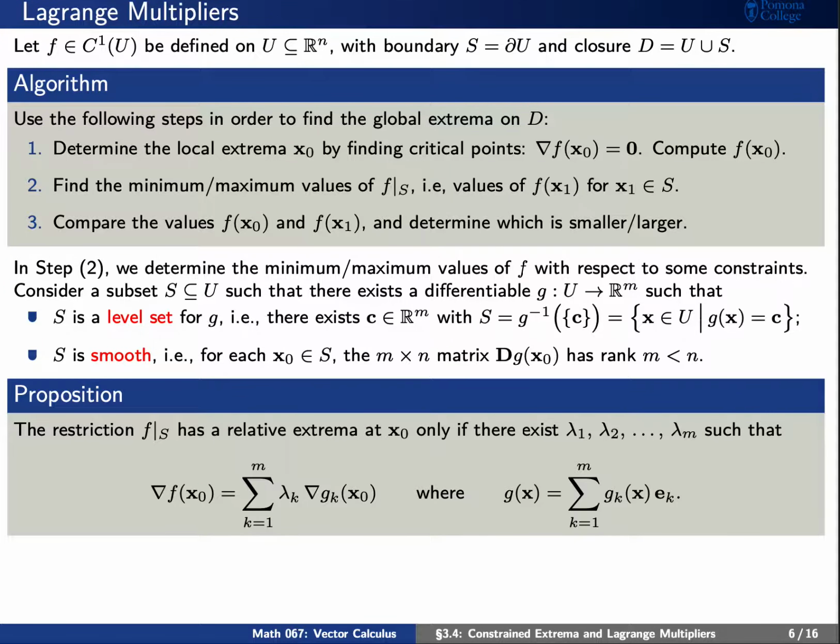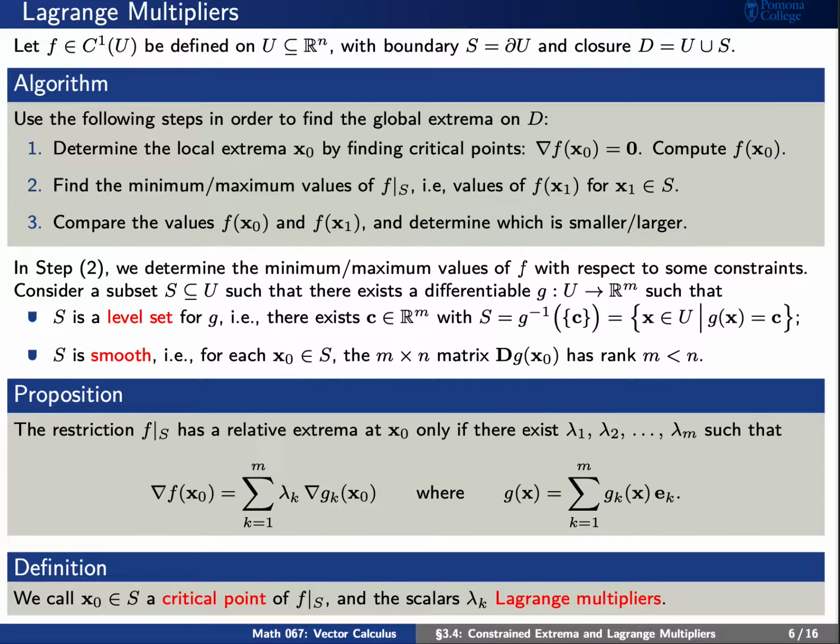Here's our proposition, the main one for the day. This restriction of f, here we're just looking at f as it sits on the boundary S, has a relative extrema at x0 if and only if there exist scalars lambda 1, lambda 2 through lambda sub m, such that the gradient of f evaluated at x0 is a linear combination of the gradients of the coordinates of our function g.